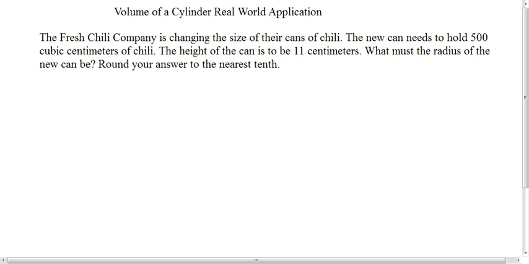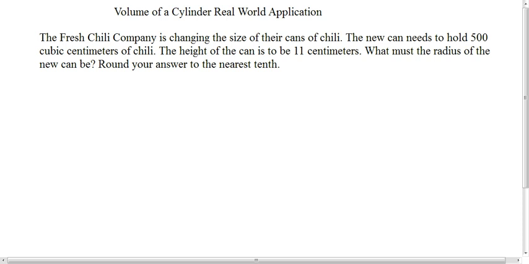Let's take a look at a real-world application on the volume of a cylinder. Now, this is a very unique problem because we will have to look at what type of information is given to us and determine how we should proceed. So let's construct a problem with our C-plan do reflect method.